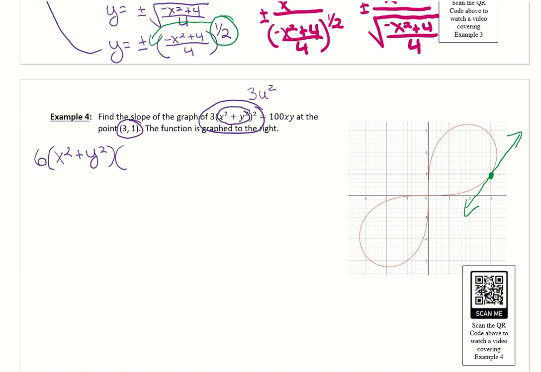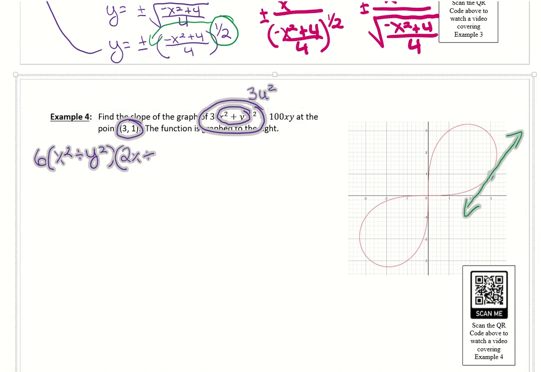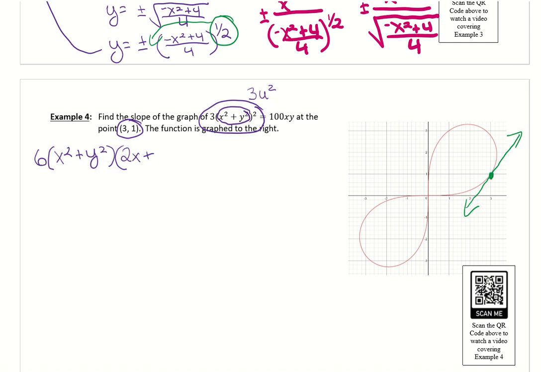So the derivative of the inner is going to be 2x plus, and then we're finding the derivative with respect to x of something with a y. So remember, anytime you do that, you're going to put a dy dx. So that's going to be 2y, that's the outer, and then the inner is just a plain y, so the derivative is dy dx. So that's going to be our left side.